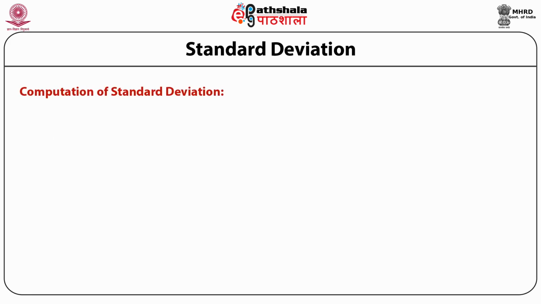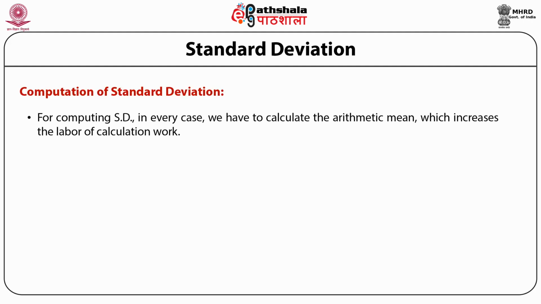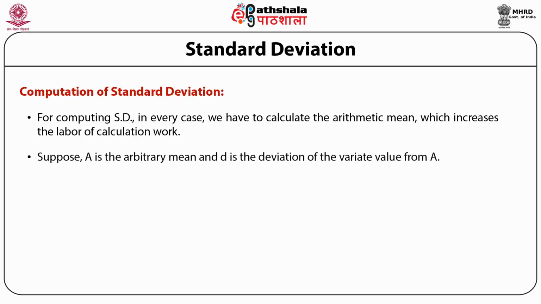How do you compute the standard deviation? For computing the standard deviation in every case, we have to calculate the arithmetic mean, which increases the labor of calculation work. Therefore, to avoid it, the shortcut method should be used, in which any value of the variate is chosen arbitrarily as a mean, and then the standard deviation is calculated by the following process. In this, d is the deviation from the chosen mean of each variate, and we find the sum of these deviations multiplied by the frequency and divide it by the sample size or the population size, and we find the standard deviation.